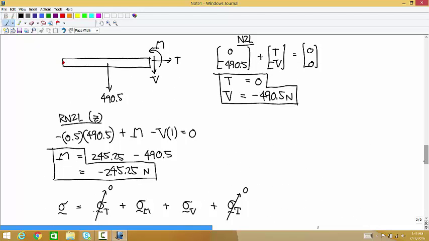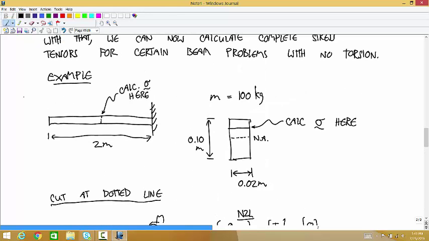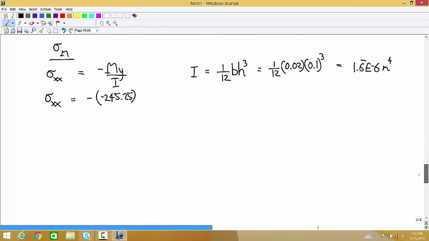Y is the height above the neutral axis. So what's Y for this line that we're looking at? 0.025, and it's positive because it's above. Then we'll divide that by 1.6 repeating times 10 to the minus 6, and you get an XX stress of 3.68 times 10 to the 6 pascals.